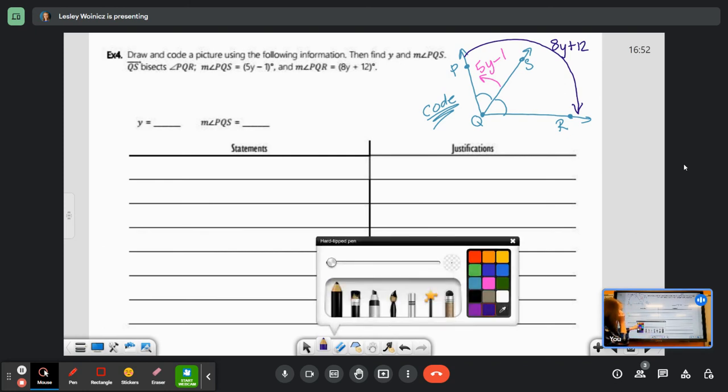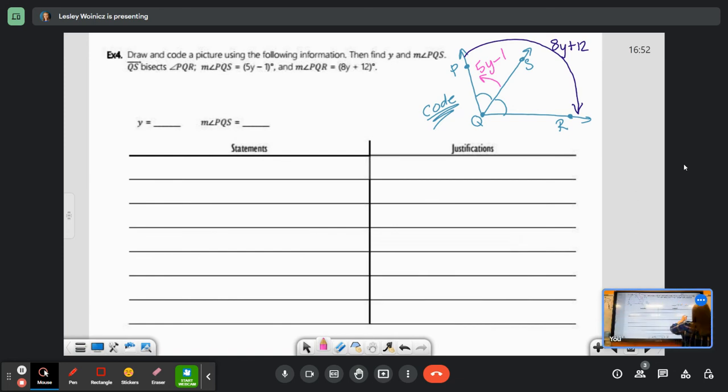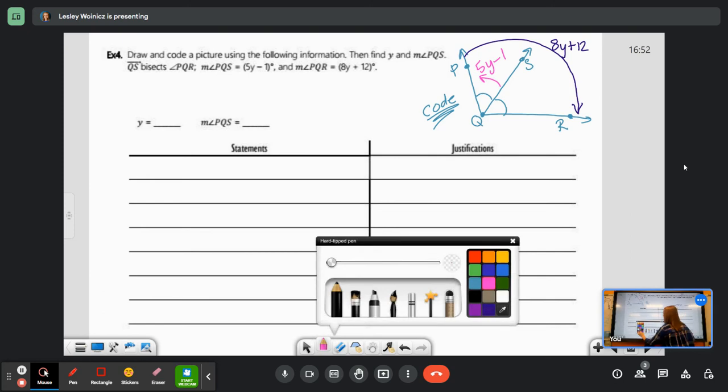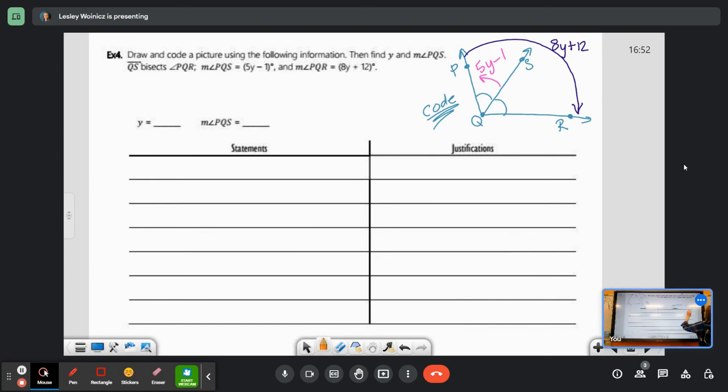So let's first write down our given information. Okay, so we know ray QS bisects angle PQR.